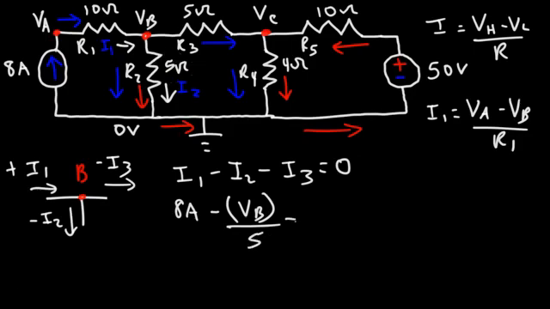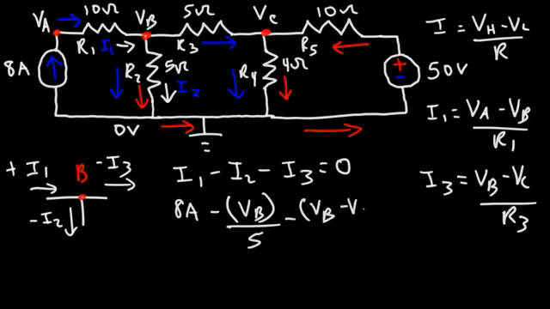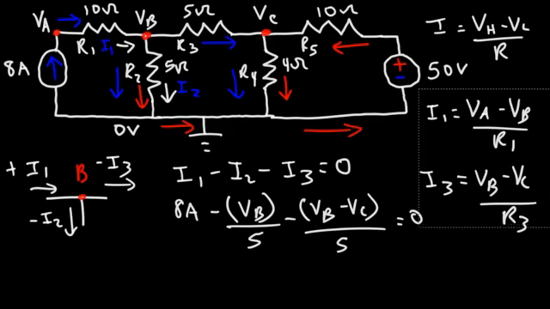And then I3, so for I3, it's traveling from point B to point C, if you follow the direction of the arrow. So it's going to be VB minus VC divided by R3. So let's put that in parentheses. VB, we don't know the value of that, nor do we know the value of VC. R3 is equal to 5. So this is one equation that we have so far.